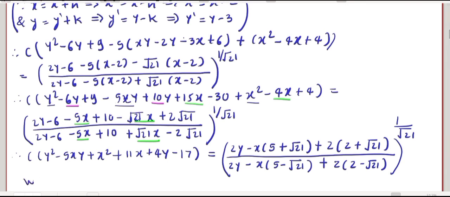Now this is the required solution. So this is an example of a non-homogeneous equation of the first degree in x and y. In the next lecture, we will take another type, that is the exact differential equation.